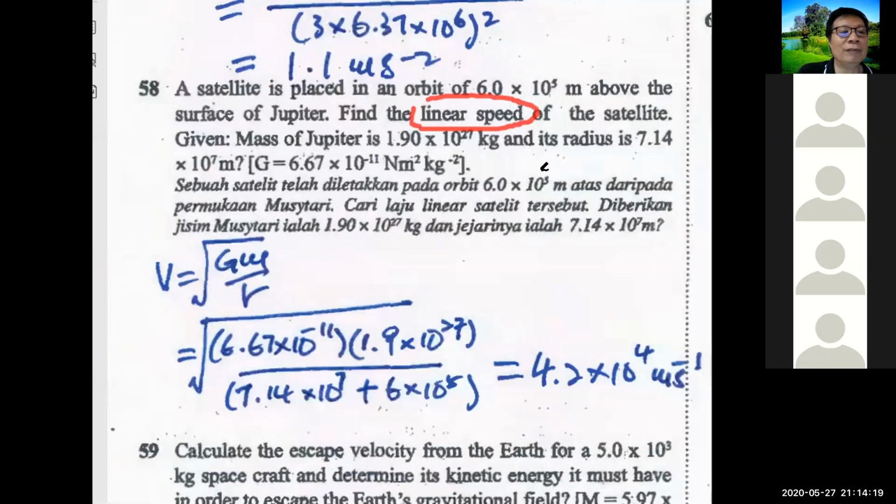radius, 7.14 times 10 to the power 7. This is the radius plus the distance above the planet. This is the total distance. So you must take the radius plus the distance above the surface, which is 6 times 10 to the power 5 meters, given. So for the total distance, you add up.